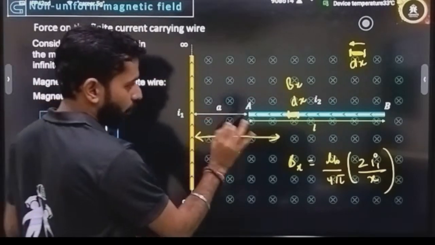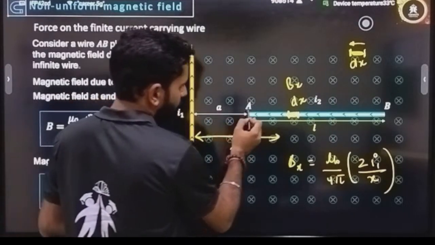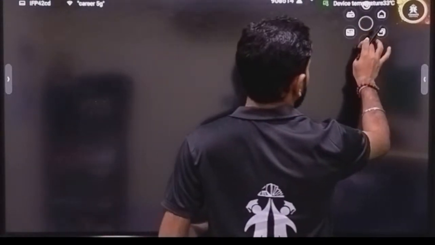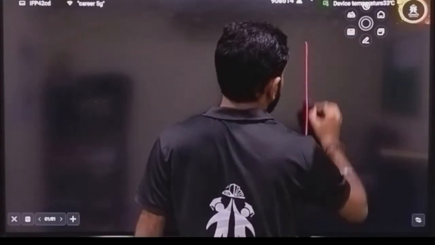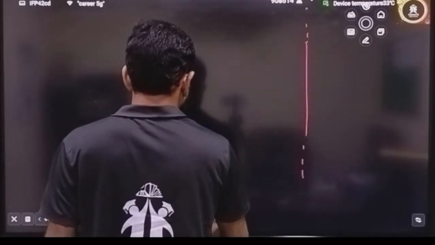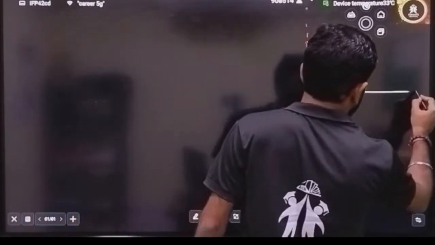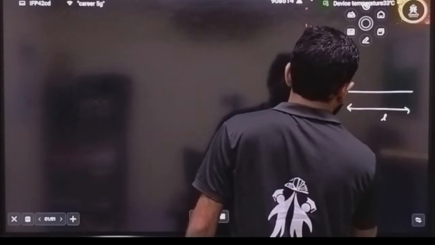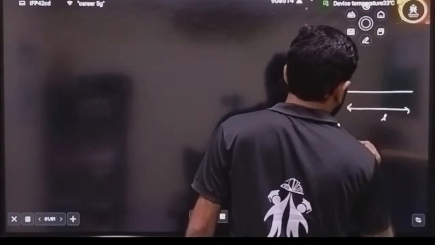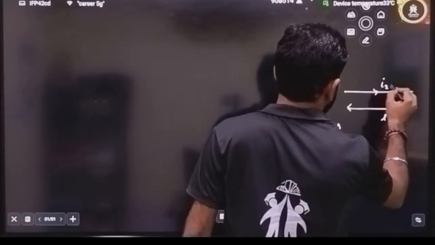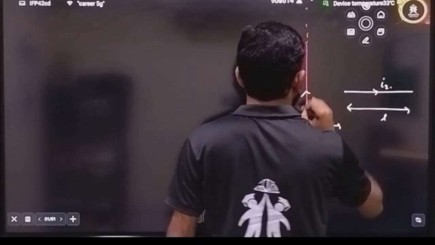Remember all the things. Here the distance is A and till the end the distance is L. So let's read out this diagram again from scratch. This is one infinite wire that you are having, correct? And here is the second wire of length L. This distance is given as A. This is already L. The current that is flowing here is I2 and the current that is flowing here is I1.